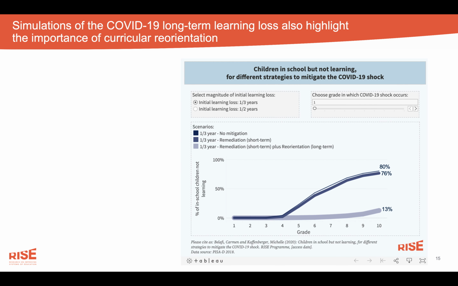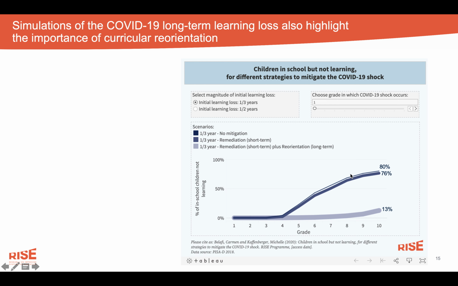A different example that in the end I now quickly want to highlight is what we also did: different simulations of long-term learning losses that could accumulate because of the COVID-19 school closures in 2020. And here we simulate that the initial learning loss would be 1/3 of a year, but this can be adapted. And then we simulated 3 scenarios. One where no mitigation is happening. One where when children come back to school, in the year they come back, they will have some short-term remediation to catch up. And one where this remediation happens, but we will have a long-term reorientation of the curriculum to match with children's learning levels.